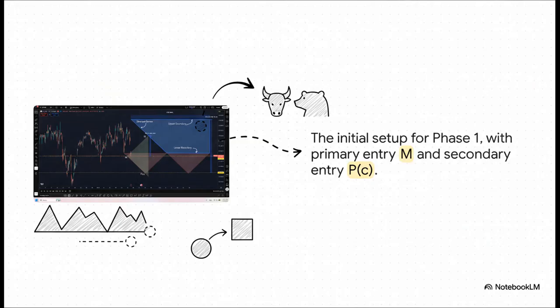Okay, take a look at the initial chart for Phase 1. You'll spot two really important entry points here. We have the primary entry, which is labeled M, and then there's a secondary entry labeled PC. Now, this setup is super important because it creates two completely different scenarios for how this whole thing could unfold.